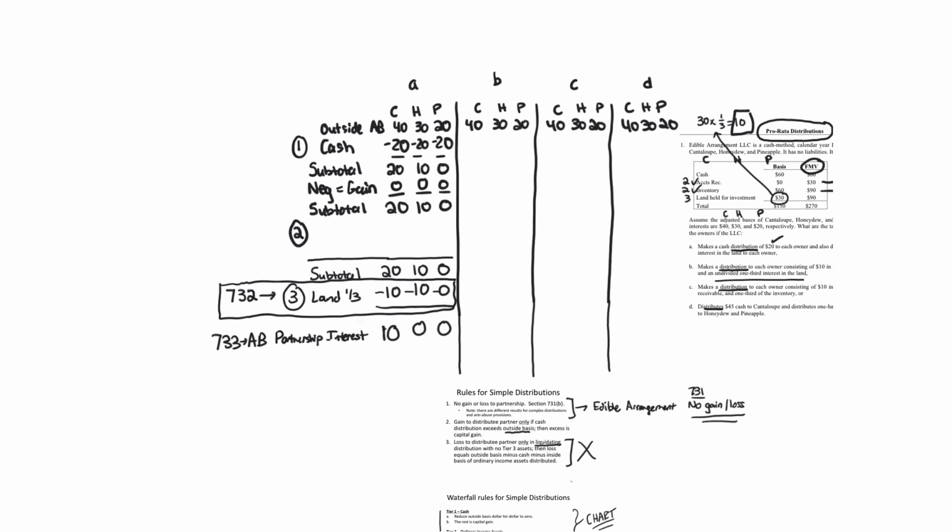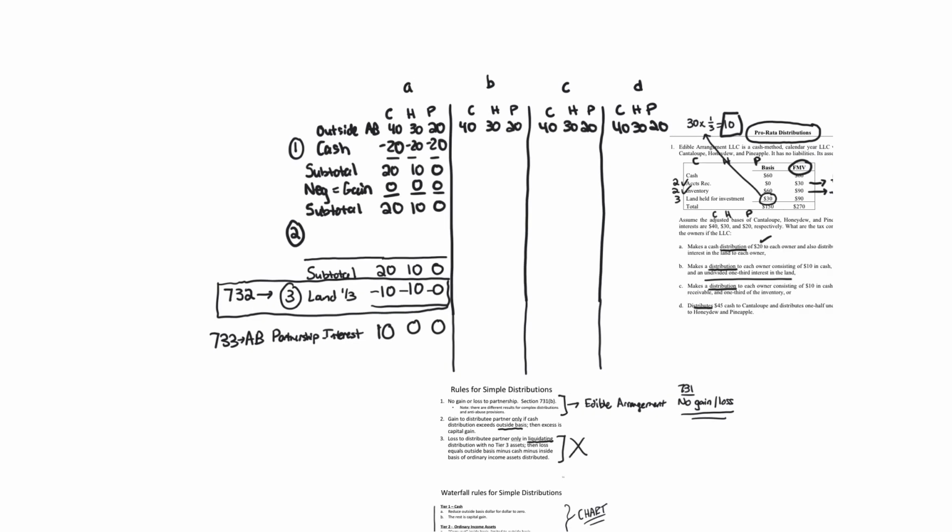So the idea here is there's no gain or loss to the partnership under 731, right? We saw that. There's no gain to the partners because the cash does not exceed the outside basis, as of the ordering up in the level 1 waterfall. So no gain or loss. Under 732, the land's basis is 10 to cantaloupe, 10 to honeydew, and 0 to pineapple. And then the adjusted basis left over is 10 to cantaloupe, 0 to honeydew, and 0 to pineapple. That's basically what you're determining. You're going through those steps.